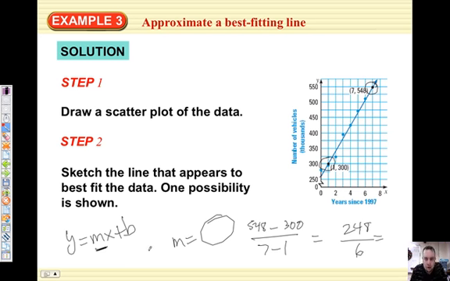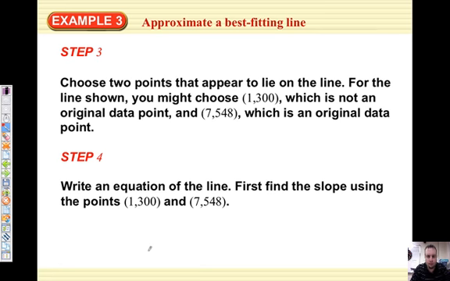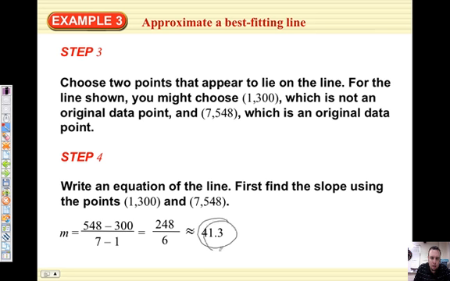You guys have done a few of these. You should be good at this. Okay, so I'll just kind of move on. I'll show you what they do. Find the slope of those two, and that's what they got. 248 over 6. 41.3 is your m. What do you do to find your b? You plug in one of these 2 points. Probably easier to plug in this one.